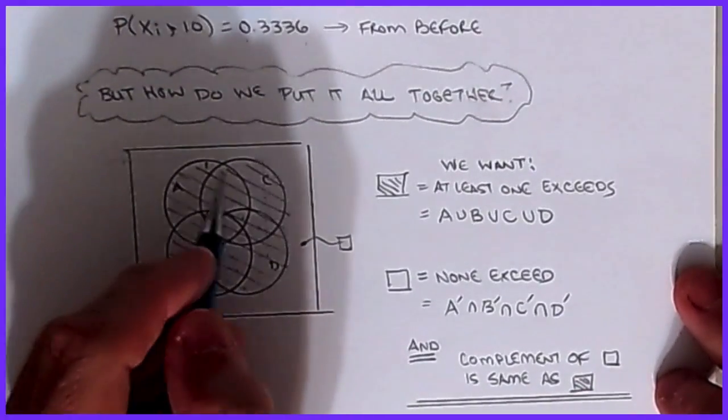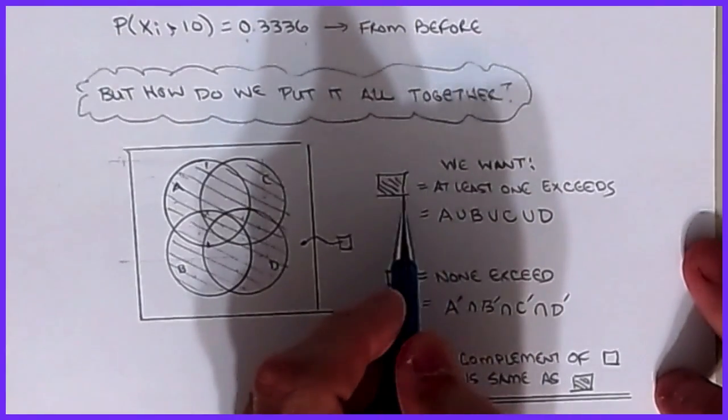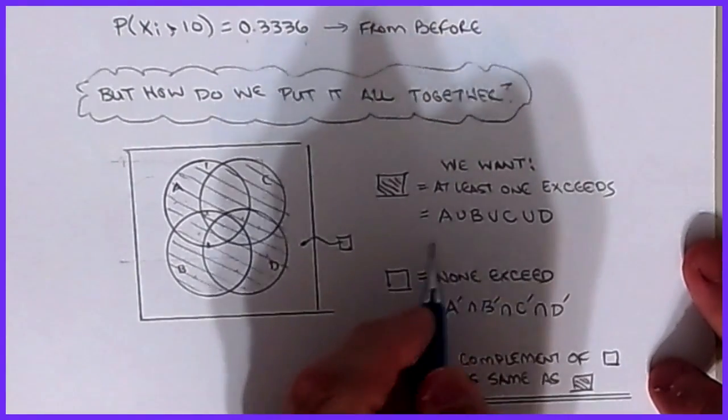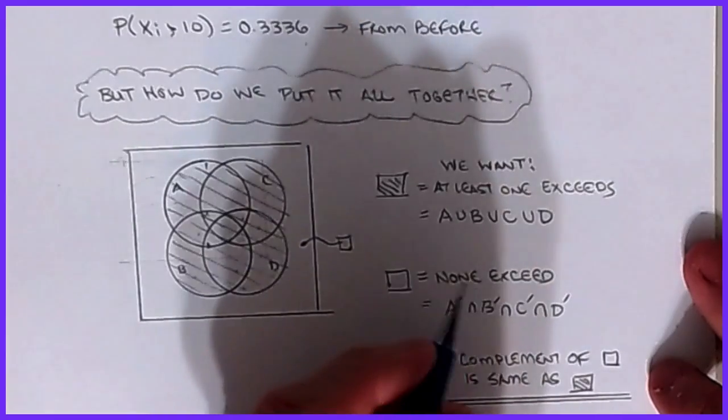Right now, if you look at this, what this shaded region represents is we want at least one exceeds. Well, that's the union of all 4 of these events.